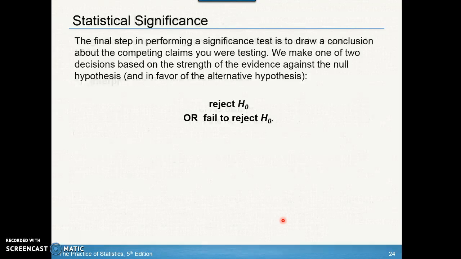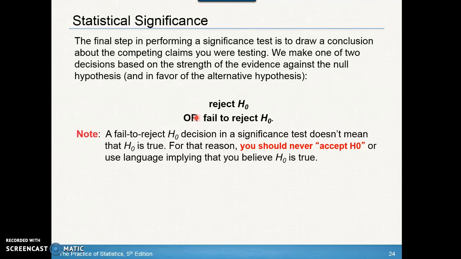All right, so the final step in performing a significance test is to draw a conclusion about the competing claims that we're testing. So we make one of two decisions based on the strength of the evidence against the null or in favor of the alternative hypothesis. So you're going to be coming up with a conclusion, all right? And when you come up with your conclusion, you're either going to reject the null or fail to reject the null. You're never going to accept anything, all right? Because we don't ever say we have evidence towards one is true, but we never say that we accept it because we never have 100% proof that our alternative is true or even that our null is true.